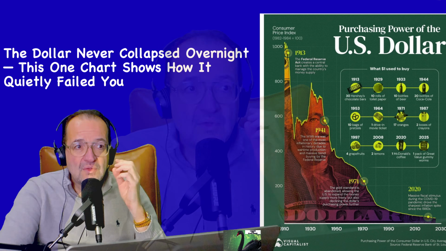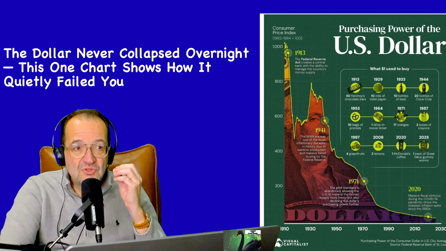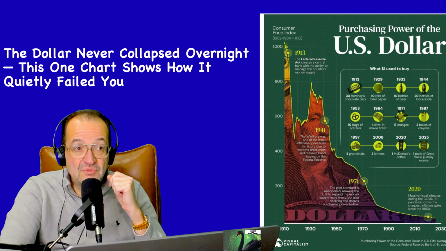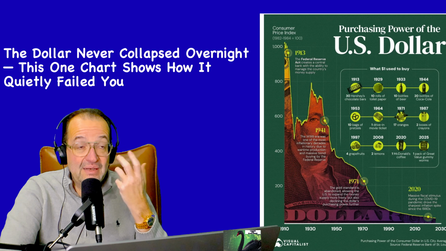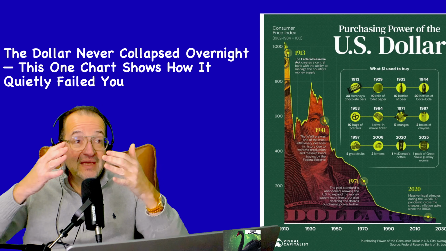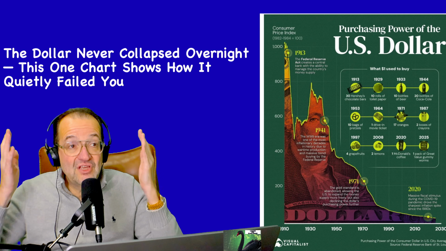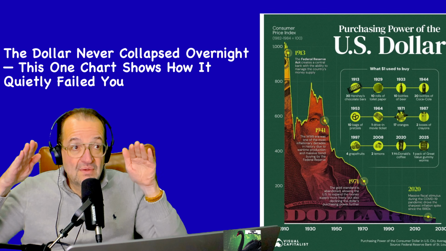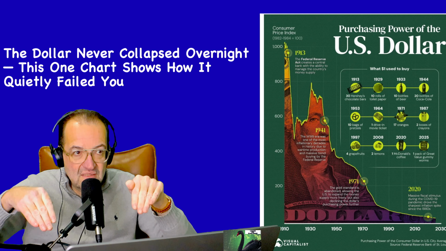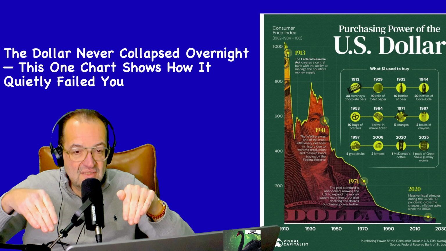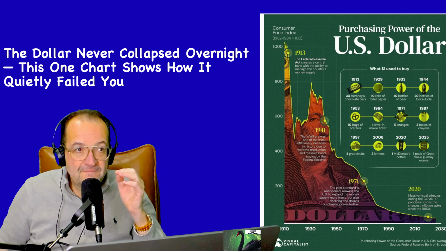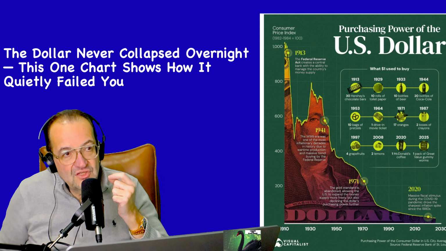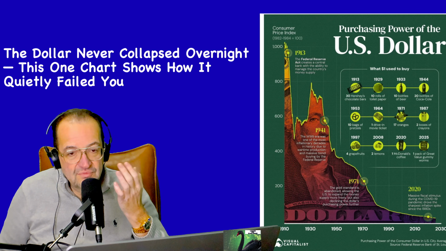So 1971, this is when the U.S. officially abandoned the gold standard. And from this moment forward, the dollar is no longer convertible into anything tangible. The money supply can literally expand without constraint. Inflation becomes a policy lever. And notice what happens next. The line falls faster and it never stabilizes again. Just a slide. That is when inflation stops being cyclical, it becomes structural.